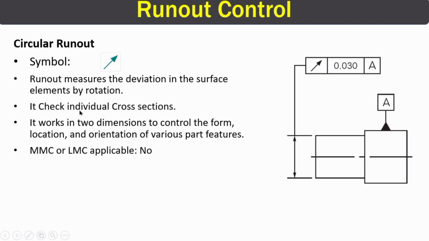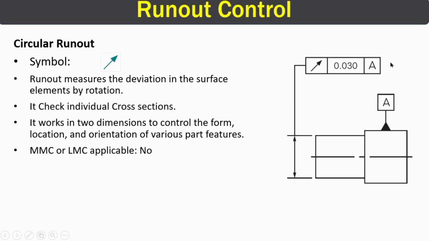In case of circular runout, it only measures the individual cross section, or we can say it measures in two dimensions. MMC or LMC is not applicable here. So if you can see in this image, we have a part. This right here is at datum A. We will mount this surface in some spindle and we will rotate it, and we will measure the deviation in this surface with respect to datum A.